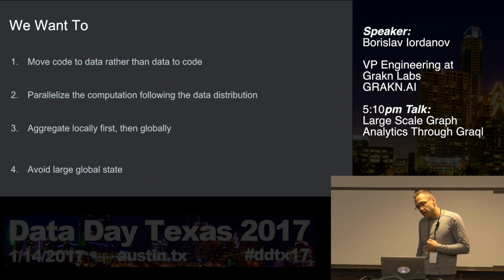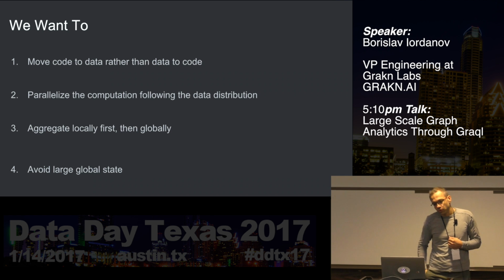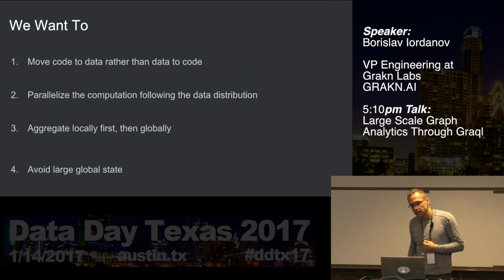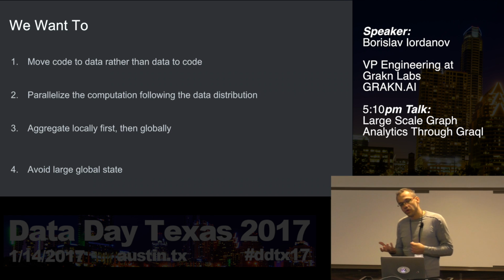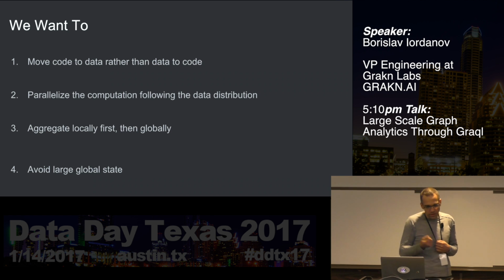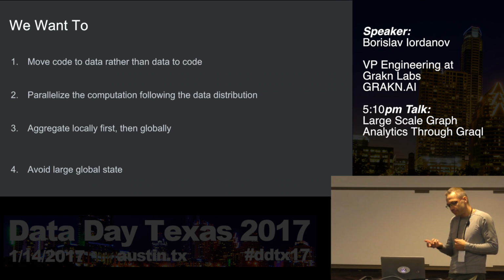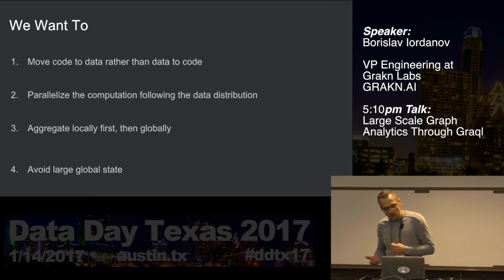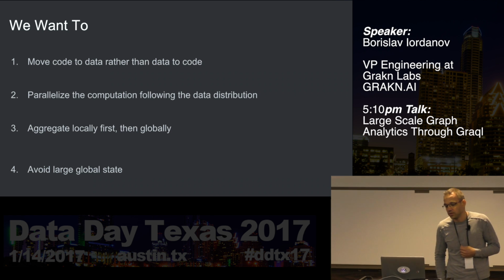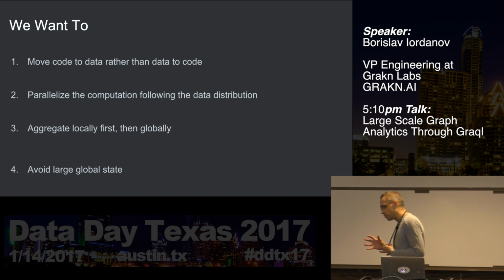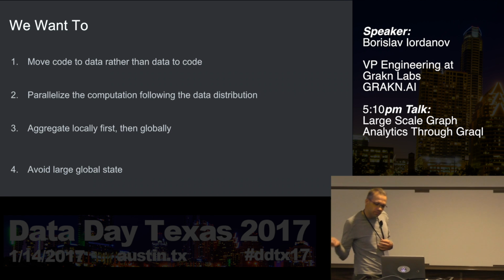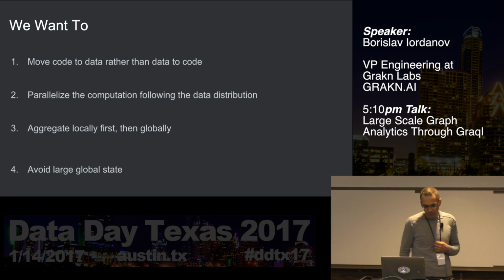So the important takeaway for massive parallelization is that what we want to do is move code. We want to move the program to the data rather than the other way around. And this is what Pregel-like frameworks allow you to do. This way we parallelize the computation with the data distribution, and when we want to aggregate results, we first aggregate locally, and then once we've done that, we send over the network and aggregate globally.